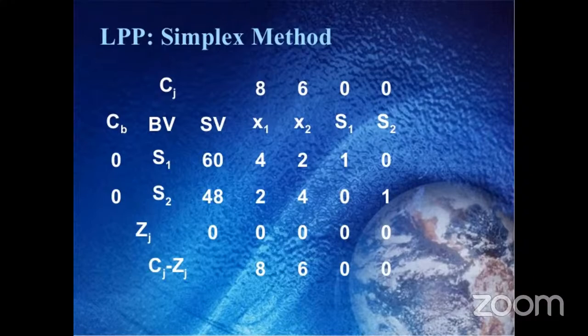I repeat once again. Why is Zj 0? Because we took the first CB values as 0. If you multiply 0 into any value, you'll be getting 0 only. It means in the first basic table, compulsorily you'll be taking s1, s2 and those coefficients are 0 only. If you multiply for Zj, you'll be getting 0 only. Any question? The first thing is the same.